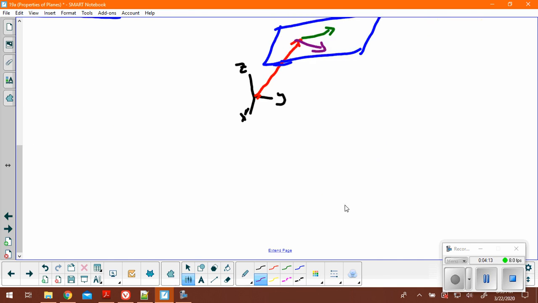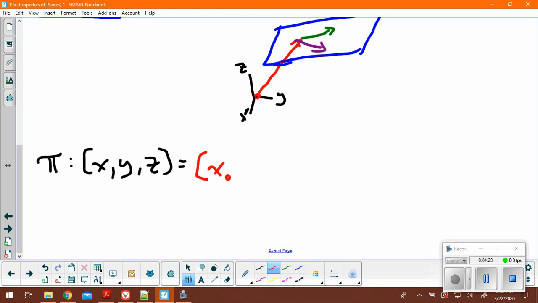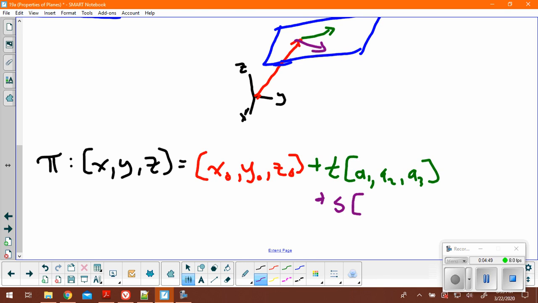So the vector equation of a plane, I used pi. Any point on this plane can be given by a combination of my initial position, a point on the plane, x naught, y naught, z naught, plus a first direction vector, t times a1, a2, a3, plus a second direction vector, plus s times b1, b2, b3.